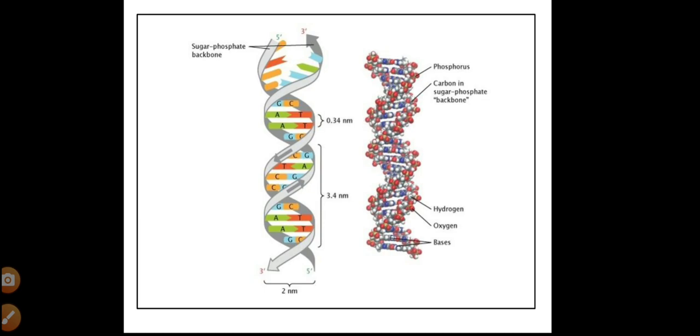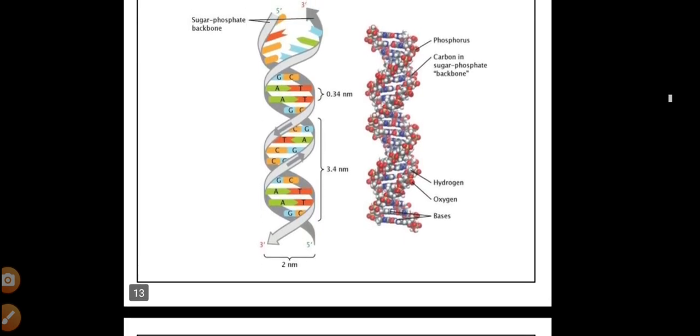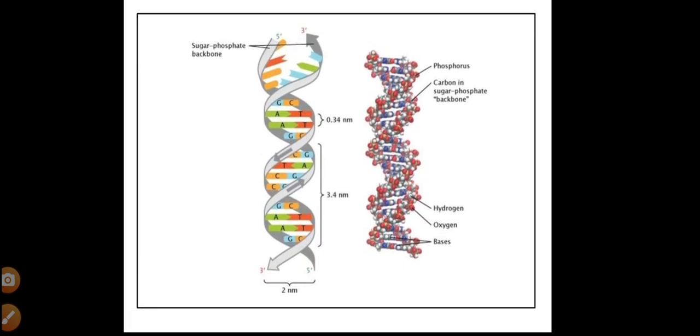So this is a 3D view of DNA and graphical representation, right? Just you can see here 3.4 nanometers per turn. So the distance between two base pairs is 0.34 nanometers or 3.4 angstroms, right? So here 1 nanometer equals 10 angstroms. Remember it.